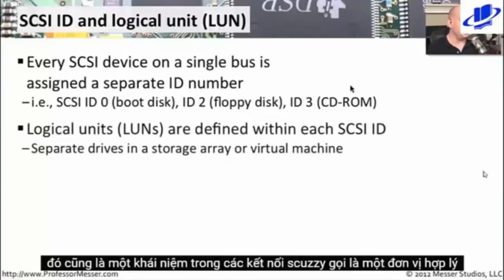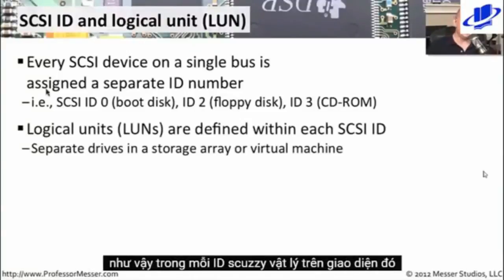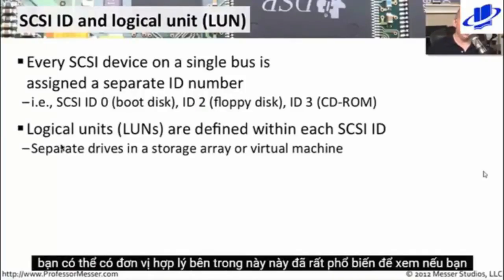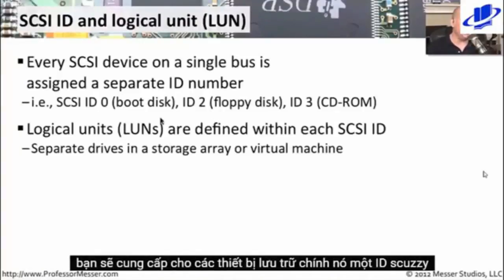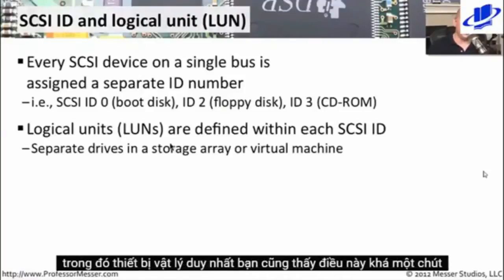There's also a concept within SCSI connections called a logical unit. So within each physical SCSI ID on that interface, you might have logical units inside of this. This was very common to see if you were plugging in an external SCSI storage device that had multiple hard drives inside of it. You would give the storage device itself a SCSI ID, and then there would be logical units assigned to the individual drives within that single physical device.